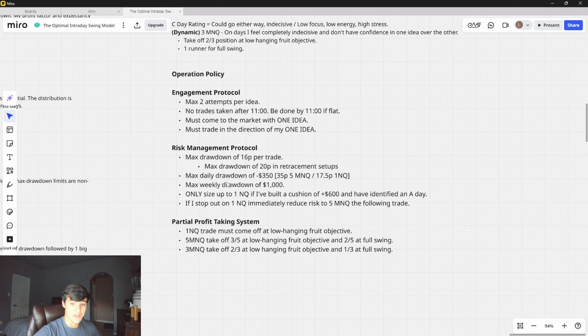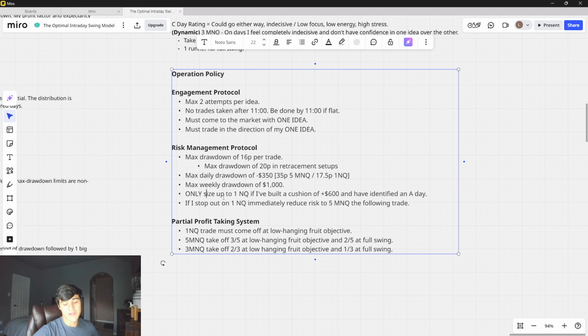And I have a max weekly drawdown of $1,000. I can't go over that. And I'm only going to size up to 1 mini if I've built a cushion of $600 in profit and I've identified an A+ day. That's it. And if I stop out on 1 mini, then I'm going to immediately reduce my risk to 5 micros on the following trade. And then a partial profit taking system.